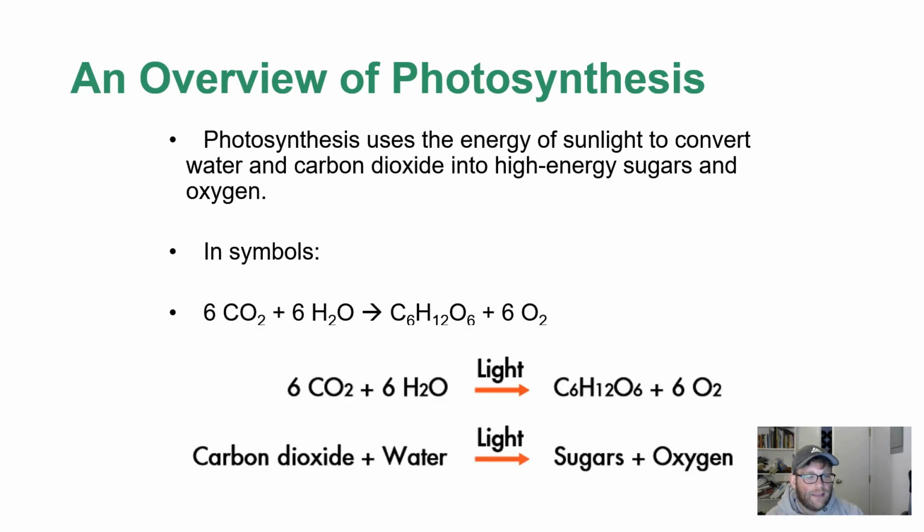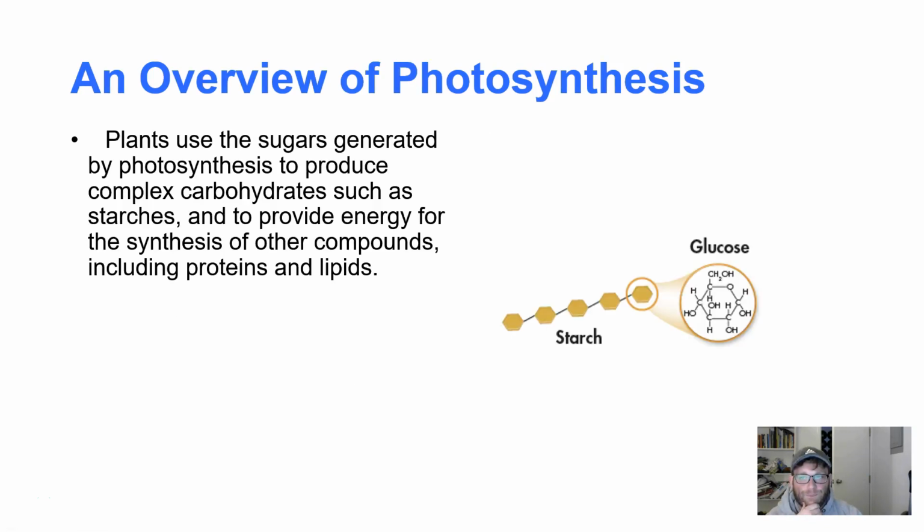So if I asked you to write the chemical formula for it, this is what I would expect to see. I would expect you to be able to tell me that 6CO2 and 6H2O react with light to produce glucose and oxygen gas. So carbon dioxide and water, with light, produce sugars and oxygen. That's what I would want you to be able to give me. If I asked you for the formula of photosynthesis, that's the formula I would expect to see.